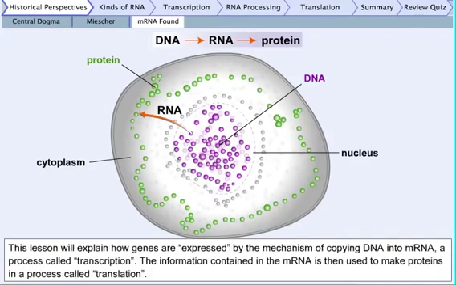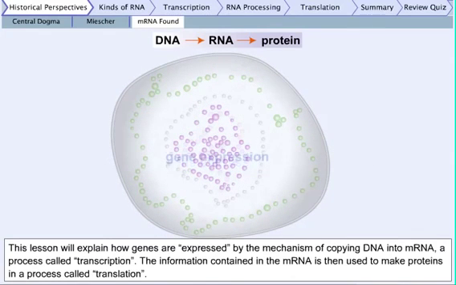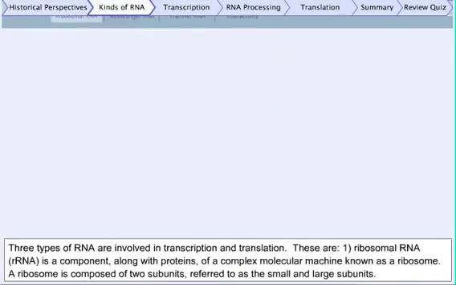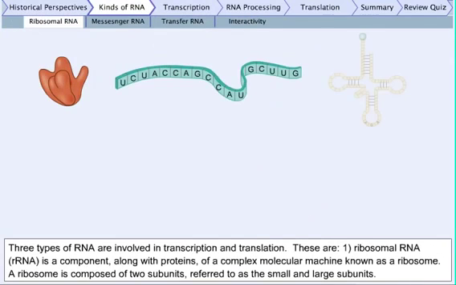for short. This lesson will explain how genes are expressed by the mechanism of copying DNA into mRNA, a process called transcription. The information contained in the mRNA is then used to make proteins in a process called translation. Three types of RNA are involved in transcription and translation.